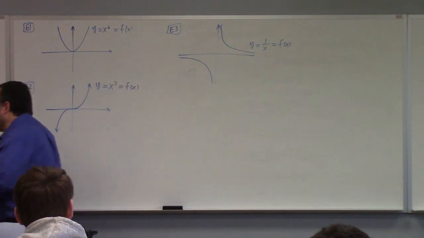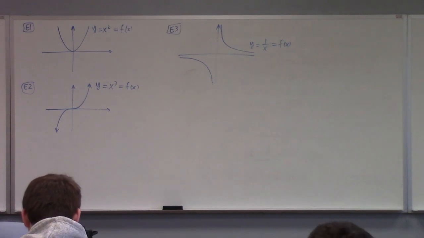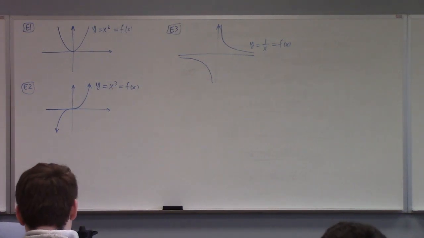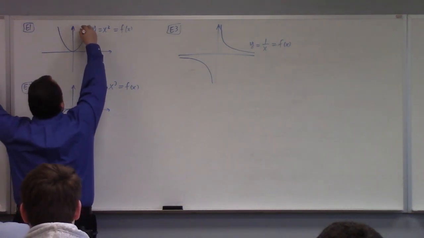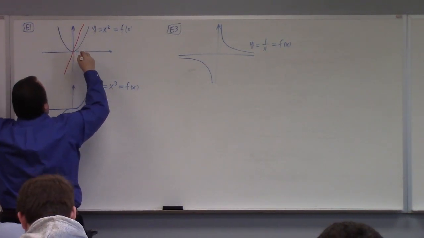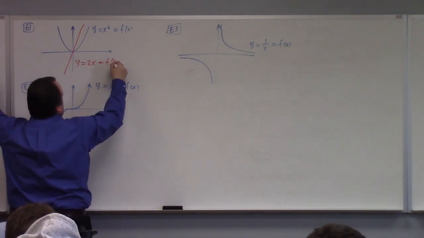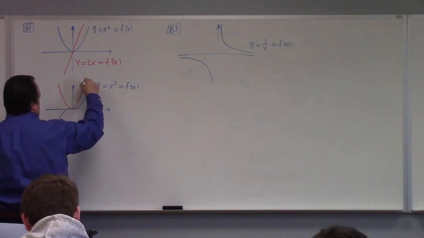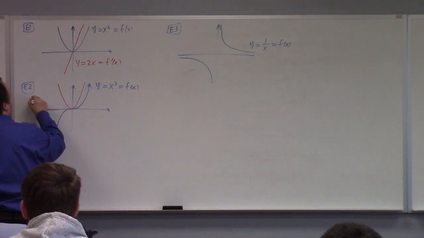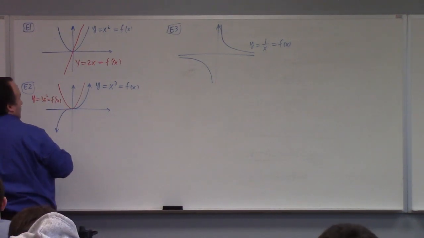Now what? Well, what's the graph of the derivative function? The graph of the derivative function is simply y equals 2x for the parabola. That was supposed to be a line, my apologies. y equals 2x is f prime of x in this case. This one, 3x squared, looks more or less like that. That's f prime of x for that one.